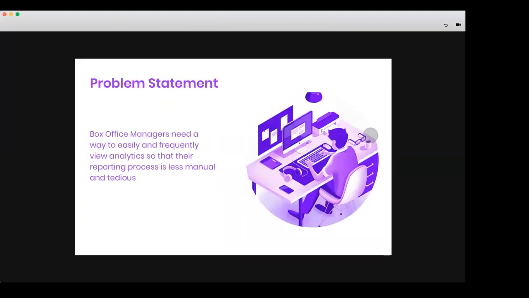So based on all of our findings from this research, the problem statement that we formalized to solve for was: box office managers need a way to easily and frequently view analytics so that their reporting process is less manual and tedious. And we chose to use box office managers as the main persona to keep in mind, as they often handle a lot of this day-to-day OT reporting. But that being said, our solution would work for our wide variety of client types.